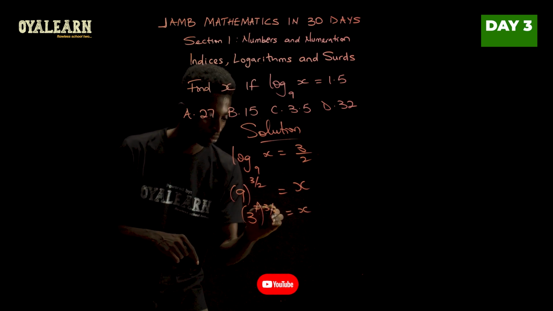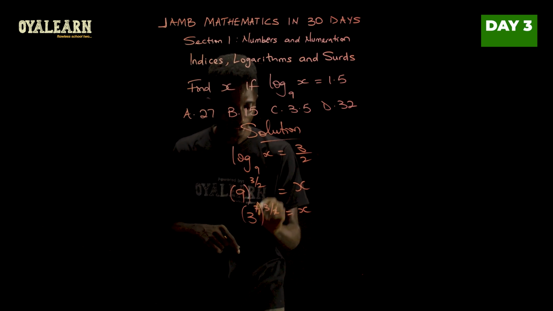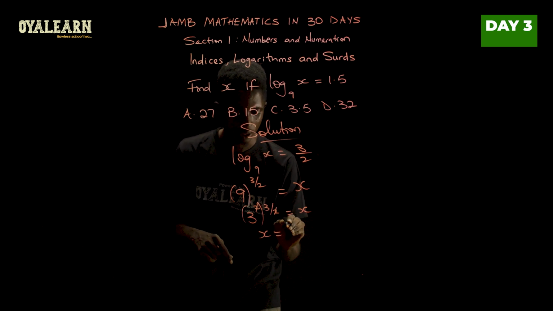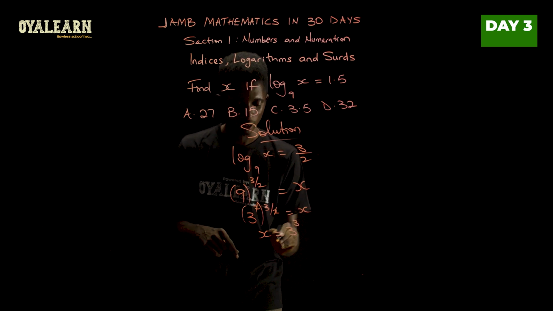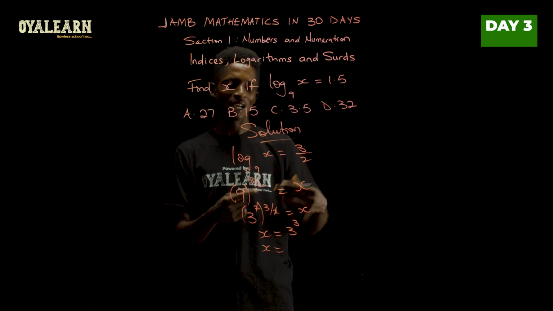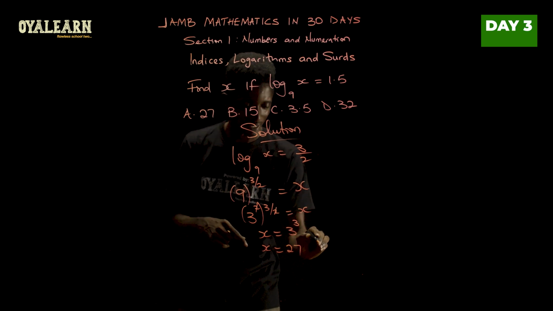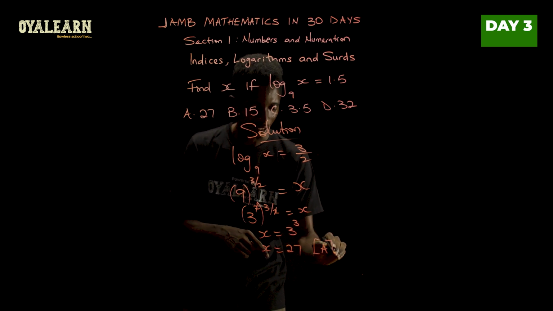Now 2 cancels 2 here. Now we can then say x equals 3 cubed. So x is, now 3 cubed is 3 times 3, 9 times 3, and then we have 27. So the correct answer is in option A.